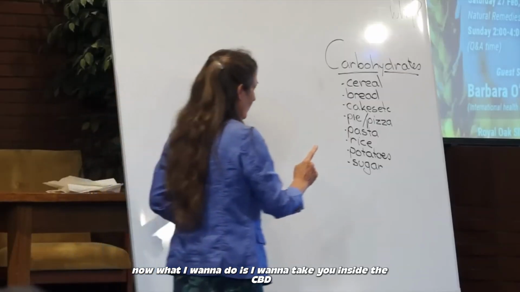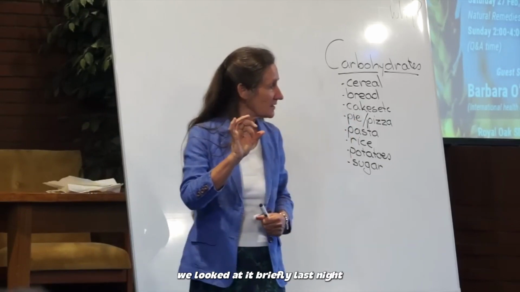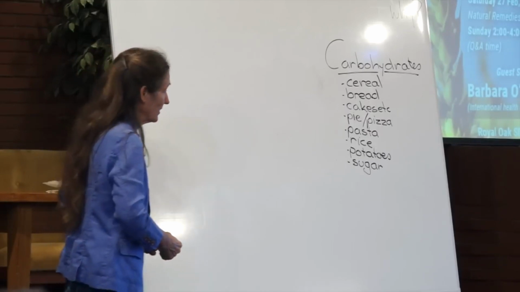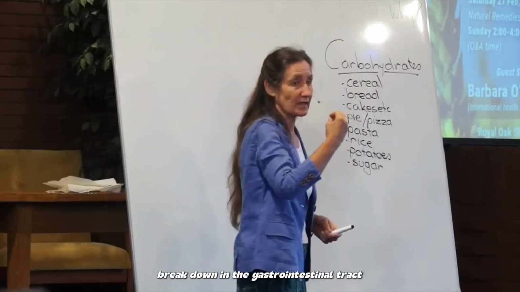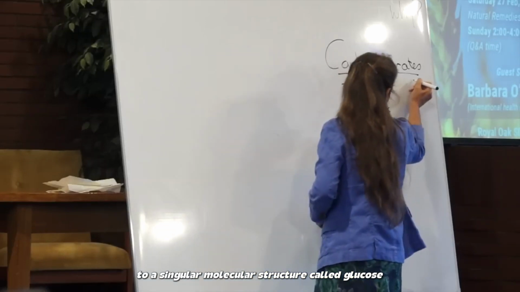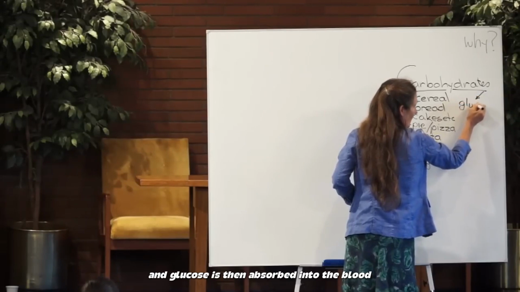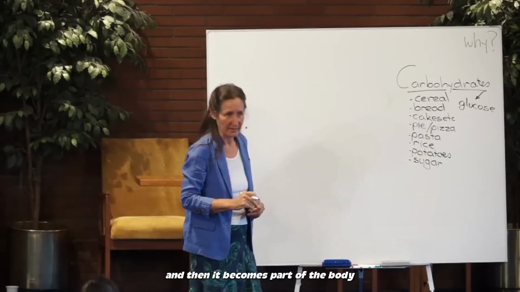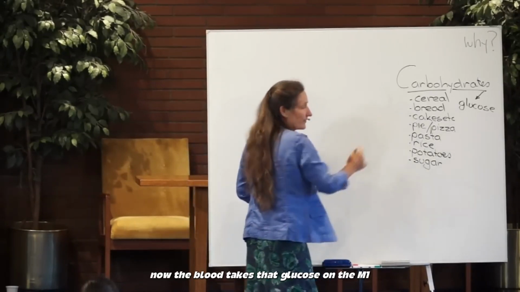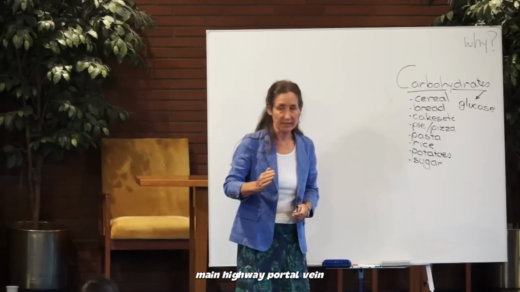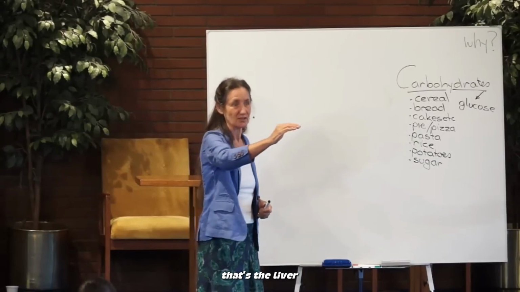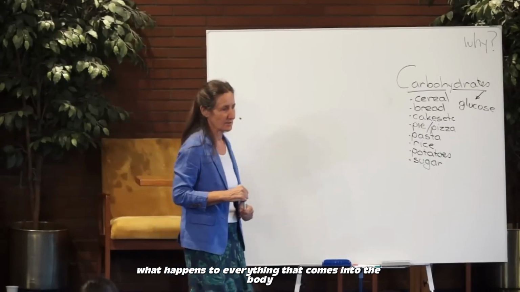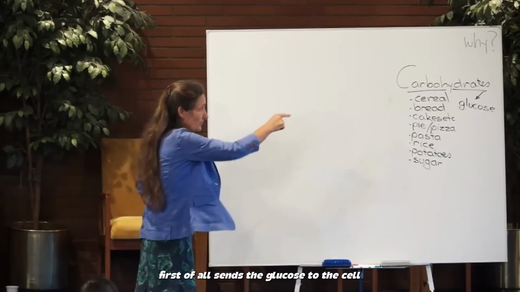Detailed look at cellular metabolism. Now what I want to do is take you inside the CBD. Do you remember the CBD? We looked at it briefly last night. The central business district of the human body is the inside workings of the cell. You see, all of these foods break down in the gastrointestinal tract to a singular molecular structure called glucose. And glucose is then absorbed into the blood, and then it becomes part of the body because the blood is the life of the flesh. Now the blood takes that glucose on the M1 main highway, portal vein, straight to the project manager. That's the liver. Now the liver, as the project manager, is orchestrating what happens to everything that comes into the body. And so the liver, first of all, sends the glucose to the cell.